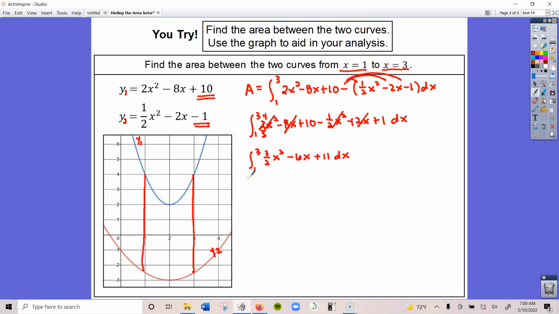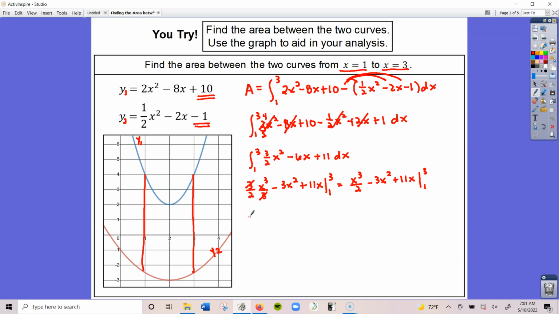Now I'm ready to integrate. So this would be 3 over 2 times x to the third over 3 minus 6x squared over 2, which is 3x squared, plus 11x. And I'm going to evaluate that from 1 to 3. Here I can simplify this because I have this 3 in the numerator and this 3 in the denominator, so they will cancel. So this is x to the third over 2 minus 3x squared plus 11x. And now I'm ready to plug in the 3 and subtract when I plug in 1.